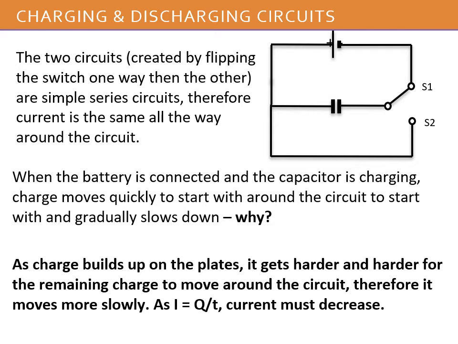As charge builds up on the plates, it gets harder and harder for the remaining charge to move around the circuit. Remember, there is an electrostatic repulsion between similar charges as well. So therefore, it moves more slowly. And according to the equation I equals Q divided by t, the current must decrease as time passes. So the current slows down gradually.